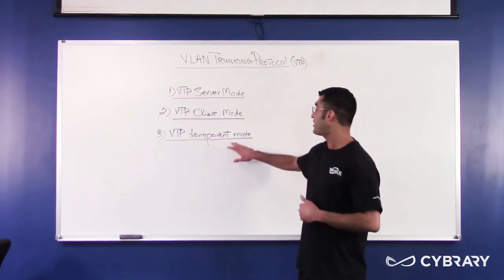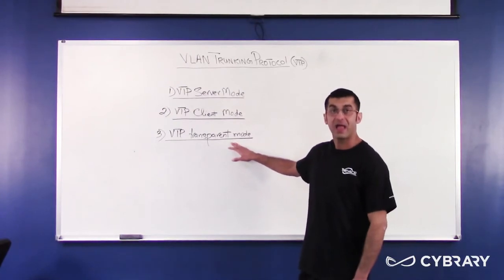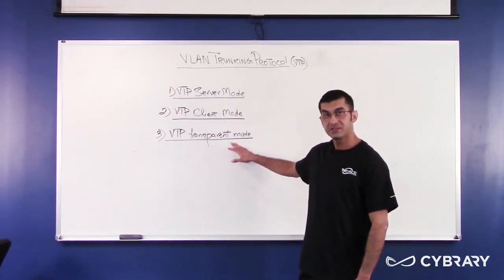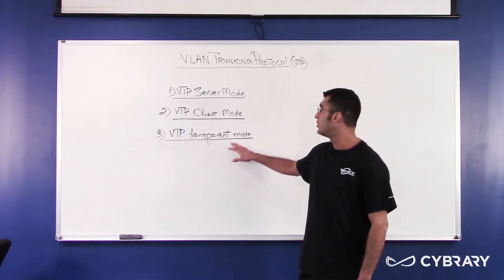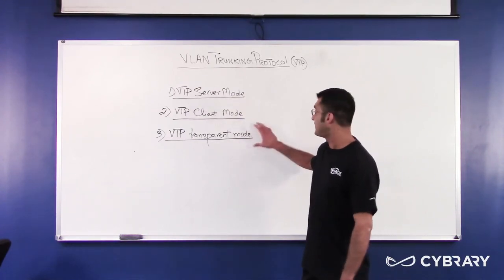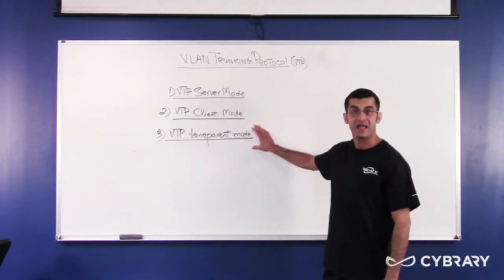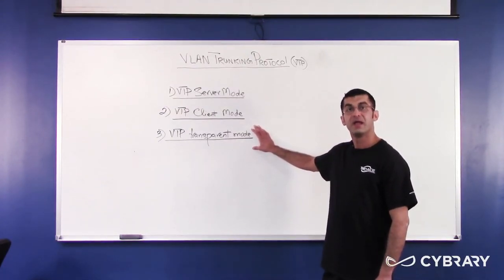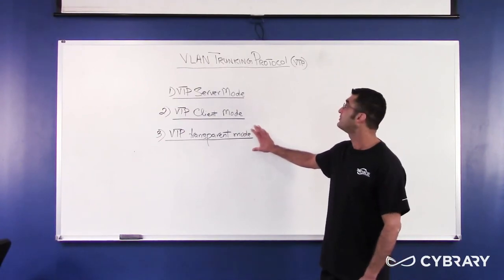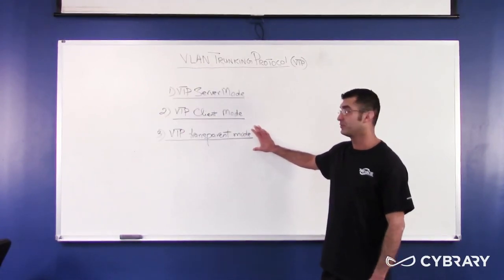The VTP transparent mode switch is, however, allowed to add and delete its own VLANs, change the VLAN MTU, or change the VLAN name. So basically, the transparent mode switch can modify its VLAN.dat file. And for now, this concludes the VTP lecture section, and we'll start with the lab.